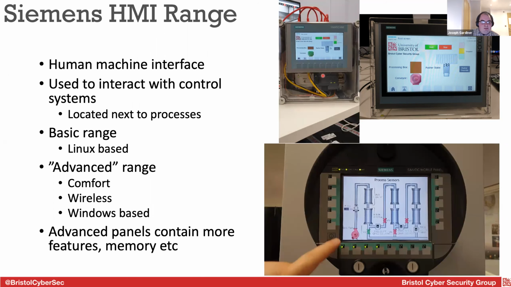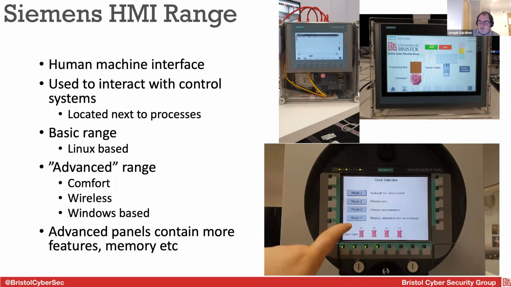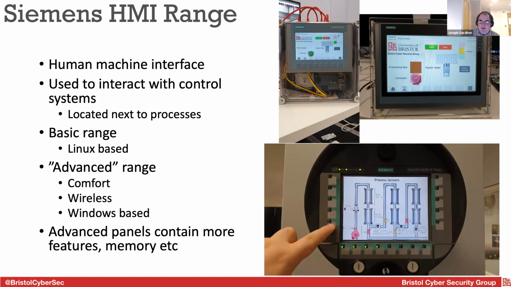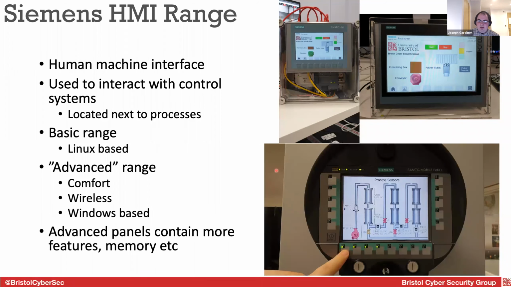And you also have the advanced range, which includes the comfort range and the wireless range, and these are all Windows CE based. The two examples here are the TP1500 up the top right, and a wireless panel that we use in our testbed on the bottom. They are virtually the same, other than the advanced panels have a few extra features. They have more memory, and you could do nicer looking displays on them, but they are basically the same products.